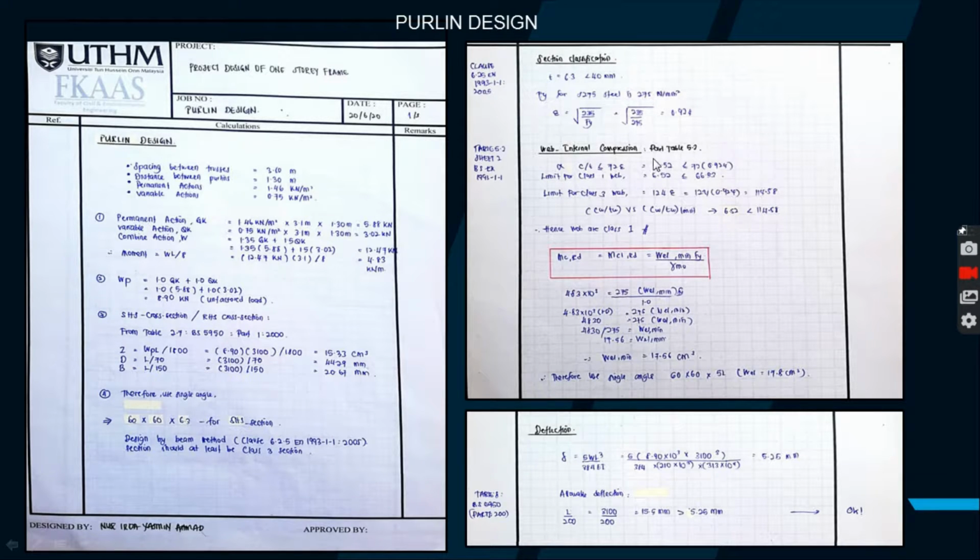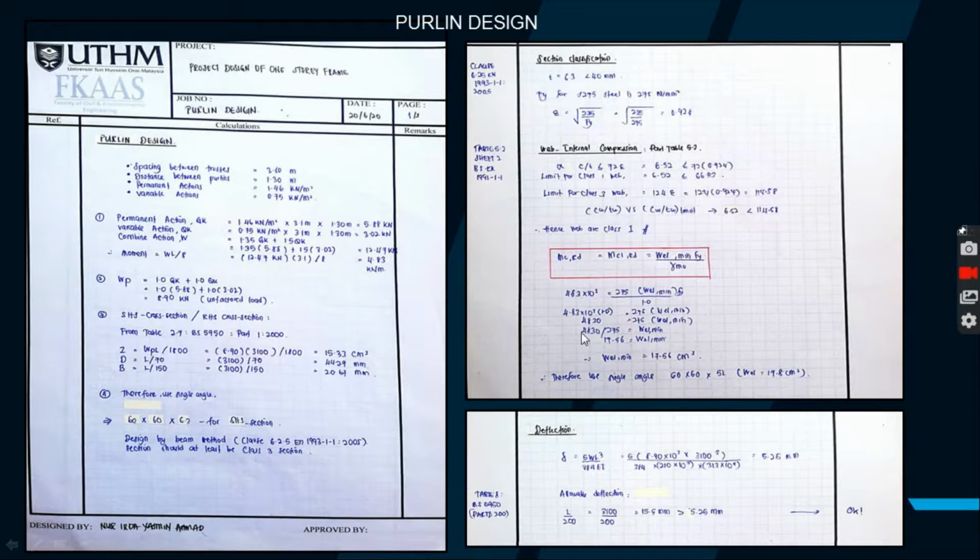Okay, for the web internal compression, use Table 5.2 with sheet number 2, and then find the limit for class 1 web. We got 6.52, and the limit for class 3 web, the answer is 114.58. So we need to compare both of the limits. So we found that 6.52 is less than 114.58. So hence the web is class 1.